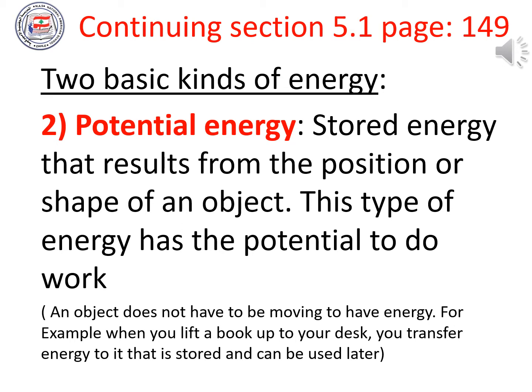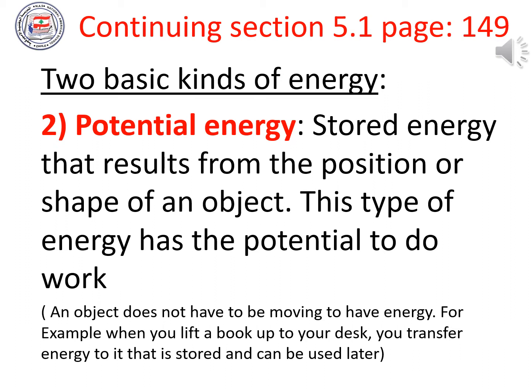Today we are going to continue the section and talk about the second basic kind of energy, which is potential energy. Potential energy is stored energy that results from the position or shape of an object. This type of energy has the potential to do work. So an object does not have to be moving to have energy. For example, when you lift a book up to your desk, you transfer energy to it that is stored and can be used later. So not only moving objects have energy, also objects at rest.